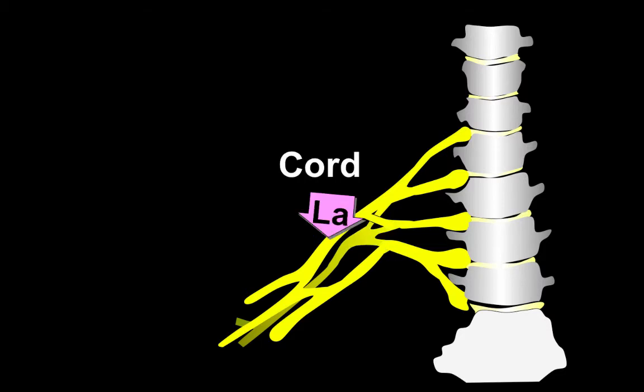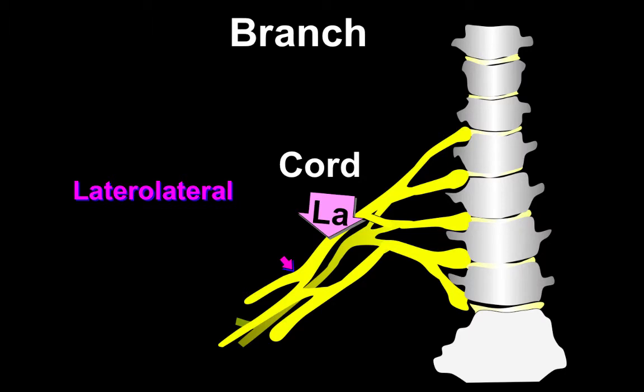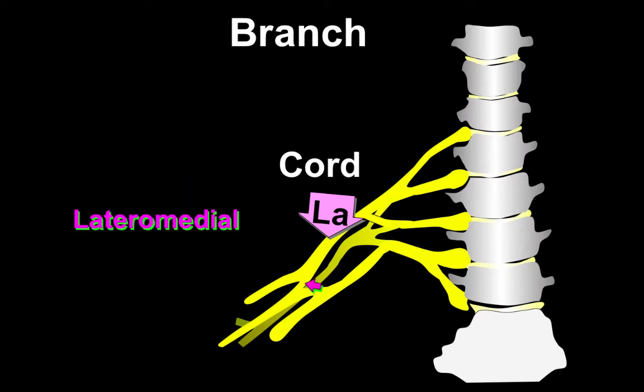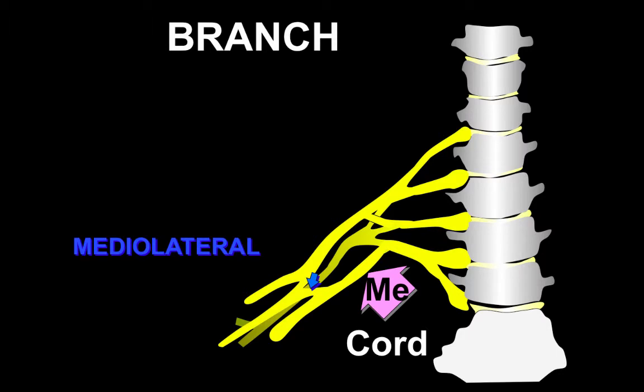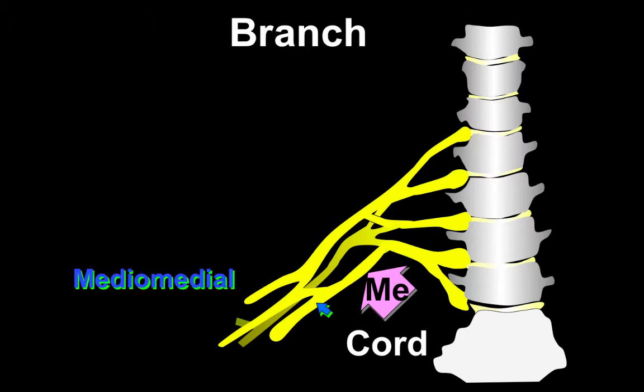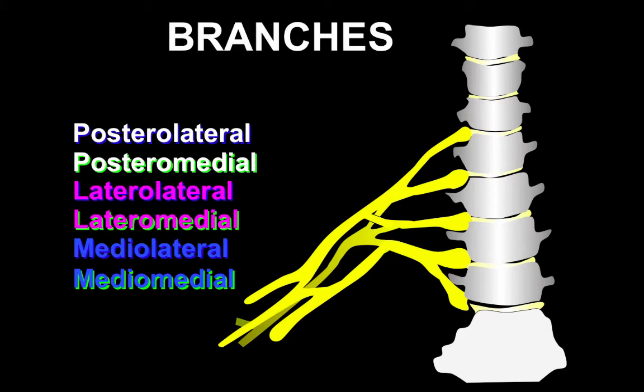The lateral cord divides into the laterolateral branch and the lateromedial branch. The medial cord divides into the mediolateral branch and the mediomedial branch. So, there are 6 branches. They constitute the distal branches of the brachial plexus.